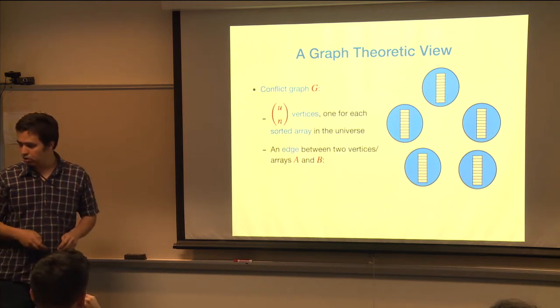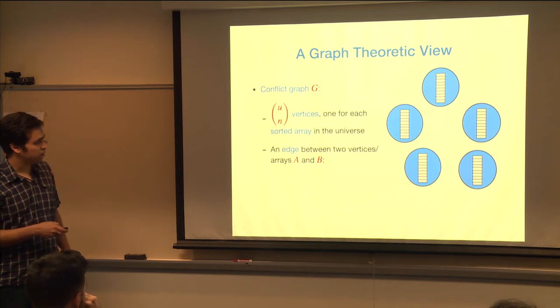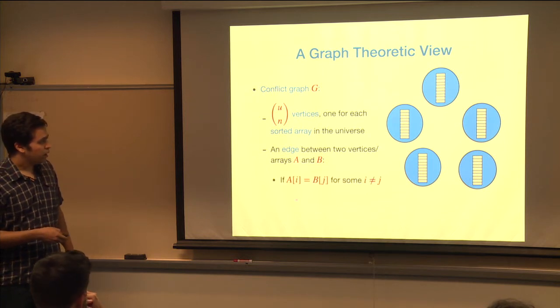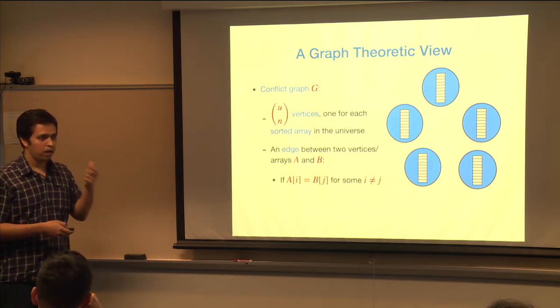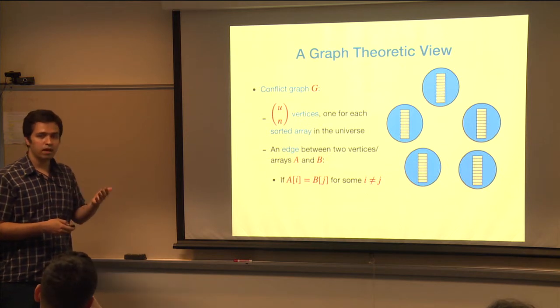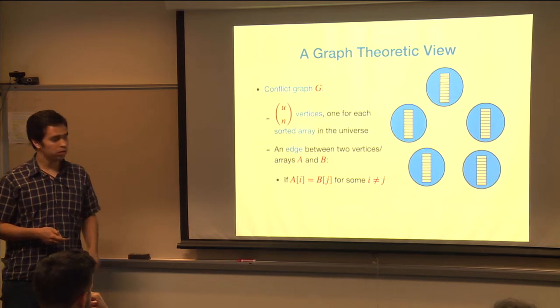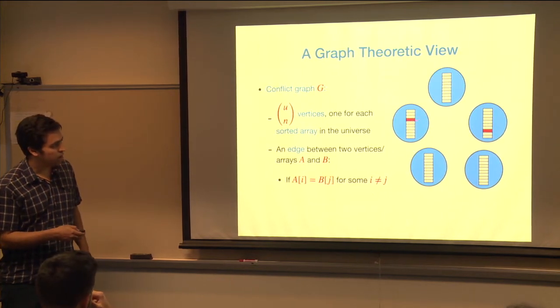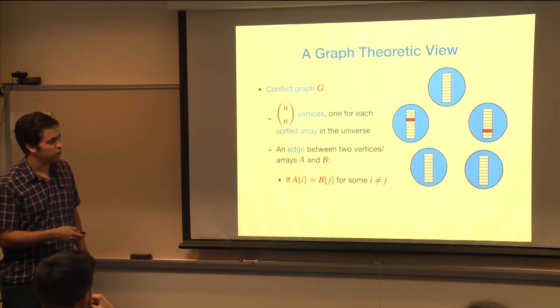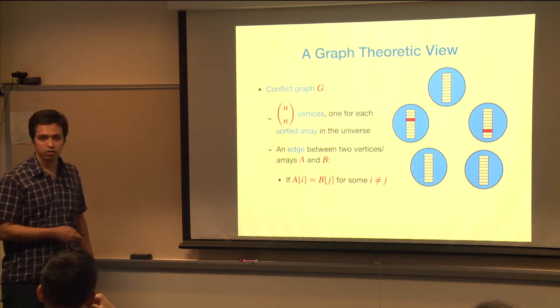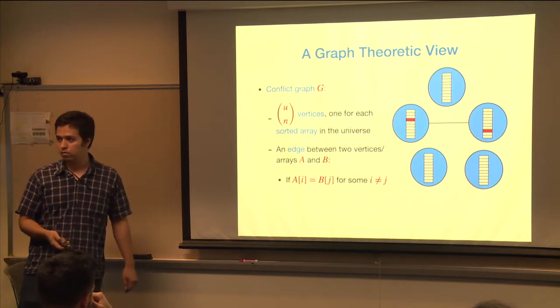I'll add an edge between two vertices, let's say these two vertices, if there is an element that appears in both of them, but in different positions. Suppose this element, say 5, appears in this array in position 5 and in position 10 in this one. Then I add an edge between them.